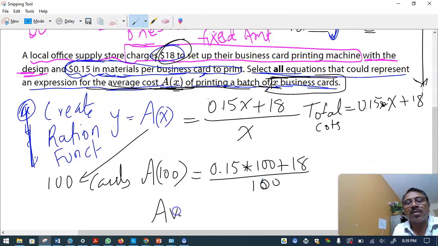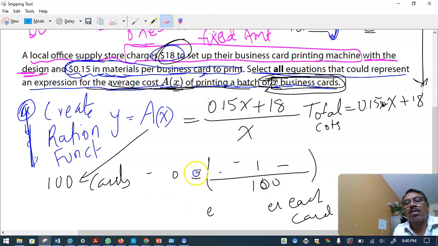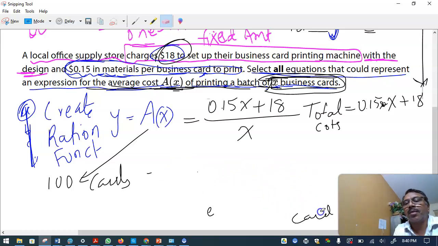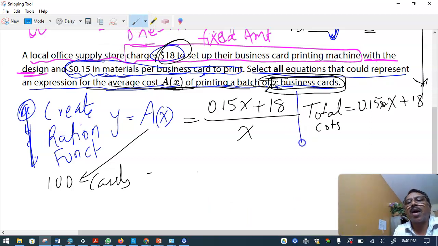So basically it is also the average cost per each card. So that's all that means, even though they ask us for x business cards, which is the cost per card. And this is how you can figure out and get the answer. So the equation is already created. We modeled the real world problem into a rational equation, and this is one of the answers.